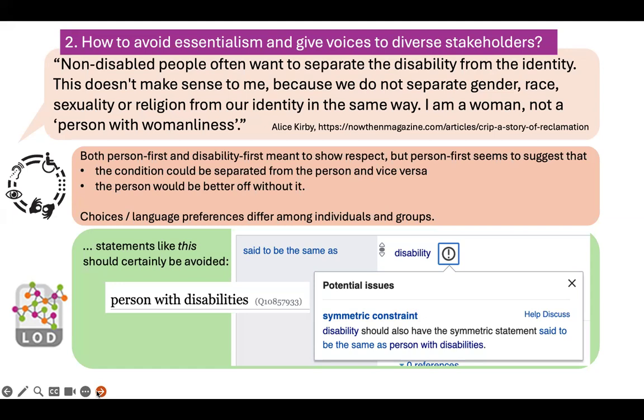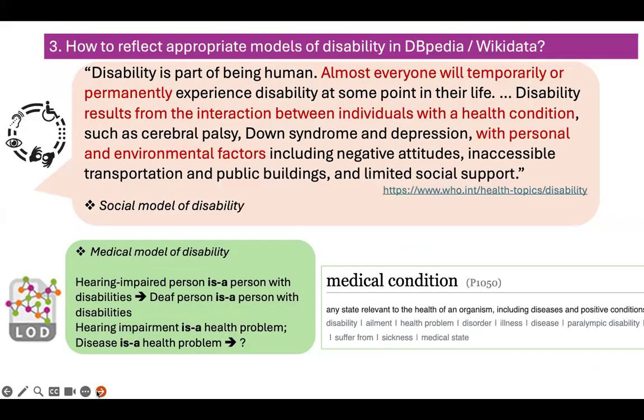Are we even allowed to say that a person is disabled? This is questionable. If we look at modern models of disability, we see that there is an emphasis on disability resulting from the interaction between individuals with a health condition and their environment, such as this one from the World Health Organization. This social model of disability stands in contrast to the medical model of disability that is very much expressed in hierarchies of conditions and associated classes of people. It becomes very weird when medical condition is somehow looked at as an alias of disability and disease.